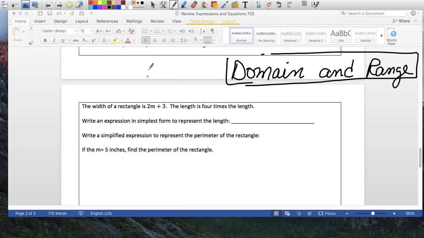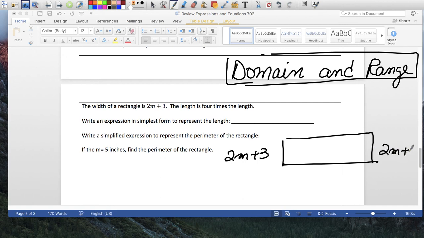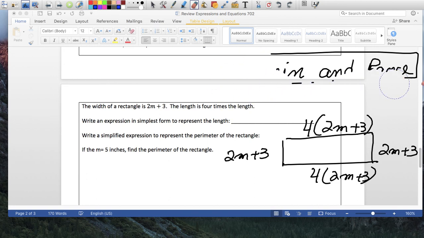Okay. The width of a rectangle. So let's talk about the width. The width of a rectangle is 2m plus 3, which means this side is 2m plus 3. Now there's definitely a mistake here. The length is 4 times, this should say 4 times the width. So the length here is 4 times whatever the width is, 4 times 2m plus 3, which means this side is 4 times 2m plus 3. Let me erase this.